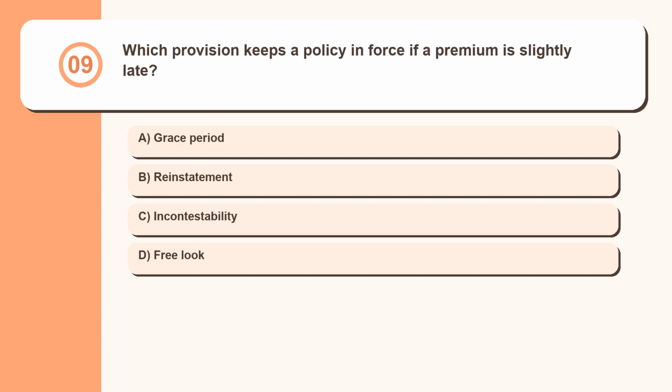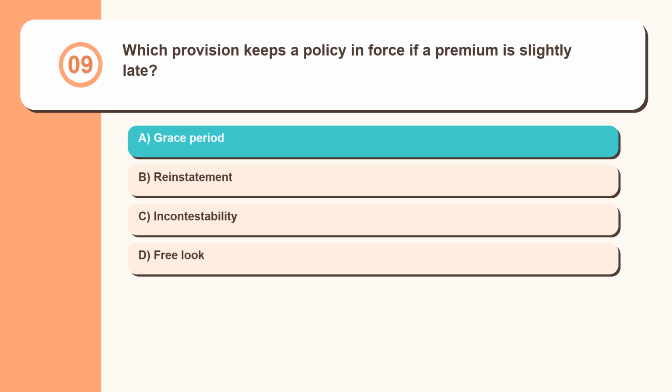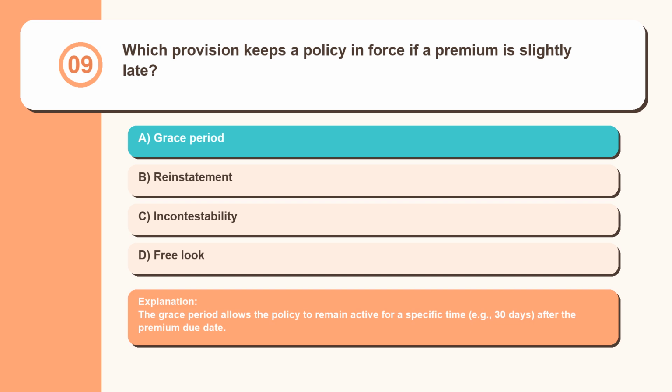Question 9. Which provision keeps a policy in force if a premium is slightly late? Grace period, reinstatement, incontestability, free look. The grace period allows the policy to remain active for a specific time, for example 30 days, after the premium due date.